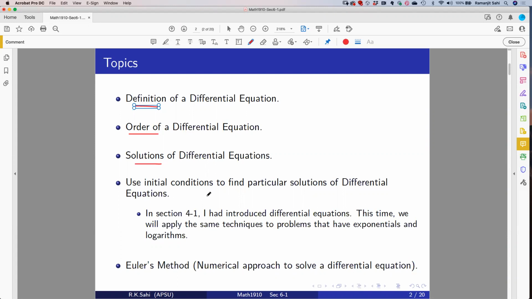Now, we're going to be using initial conditions to find particular solutions of this differential equation. And as I said earlier, in section 4.1, we had started with differential equations, but this time we'll be using the same techniques, but the problems will have exponentials and logarithms too. And then finally, I'll be looking at a numerical approach to solve these differential equations, and the numerical approach we're going to be using here is called Euler's method.